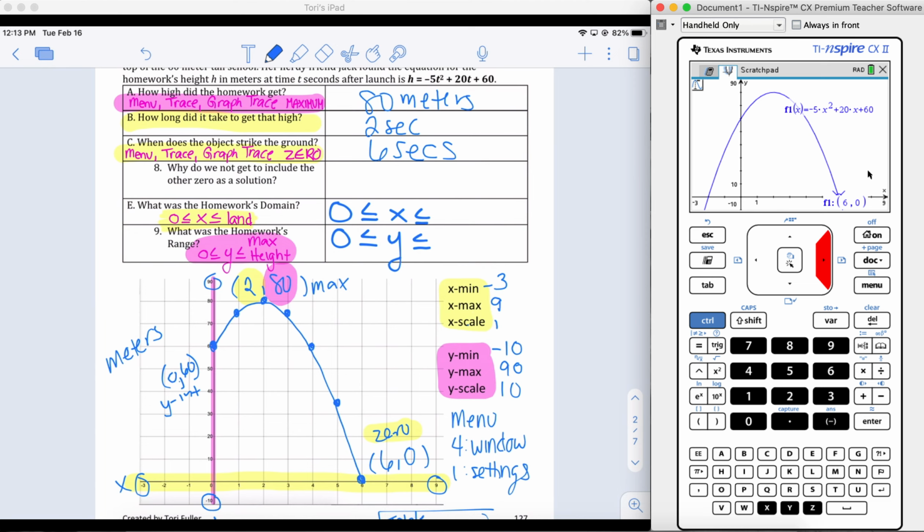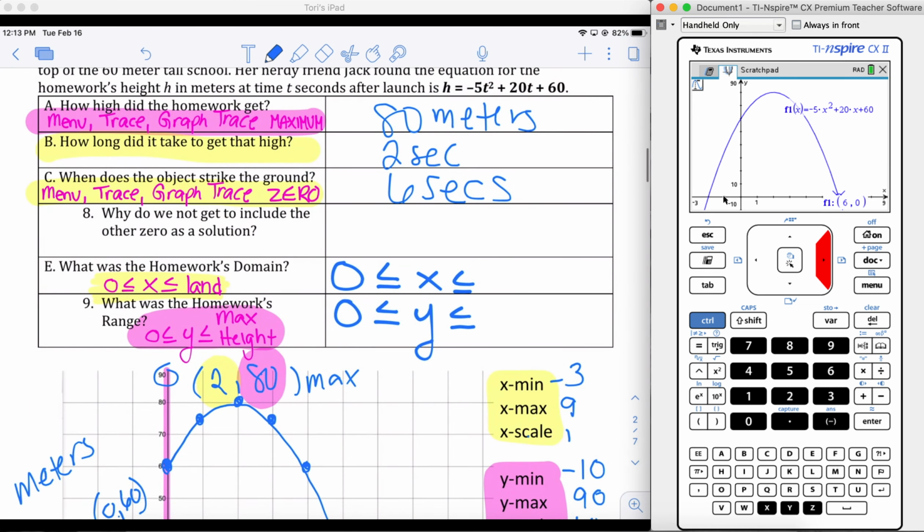When it talks about why we don't include the other solution, look on the graph real quick on the calculator. So technically we know that there's another solution or 0 or x-intercept. Why do we not include this point over here? Well, that's because we would need to go back in time to get to a negative x value. So you can say something like you can't go back in time. You can say time can't be negative. You can say no negative seconds. I like to say time can't be negative. It's about the shortest way I can write that.